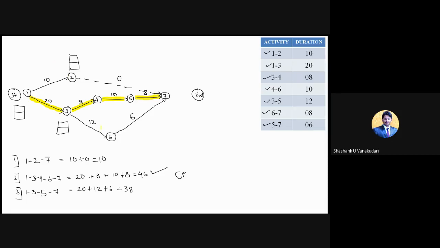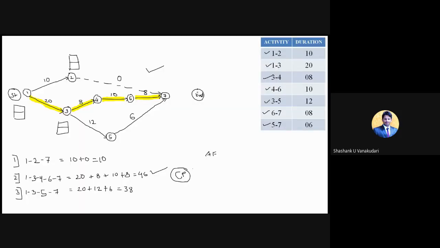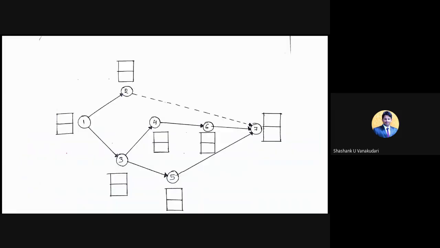And after finding this, you have finished the first two, that is the network diagram. You have drawn the network diagram, and you have found out the critical path. Now you need to find out activity floats. For that, you need to draw a table consisting of activity, duration, EST, EFT, LFT, LST, and then total float. Just draw the table. This is how exactly it will come.